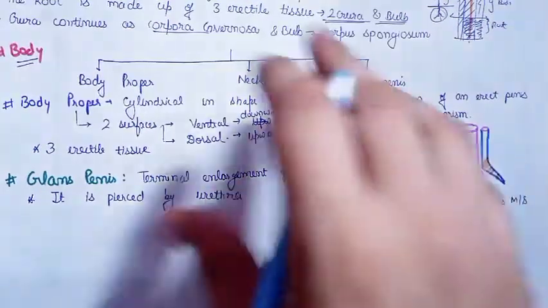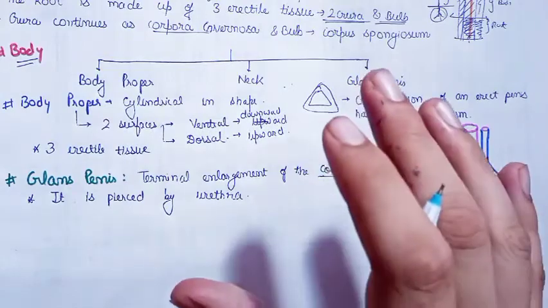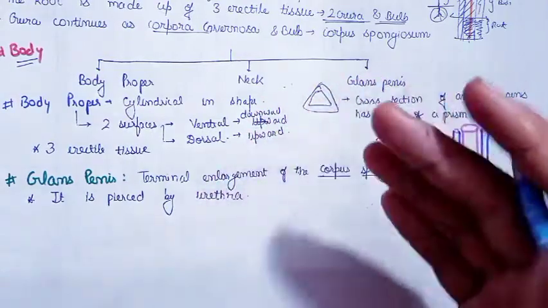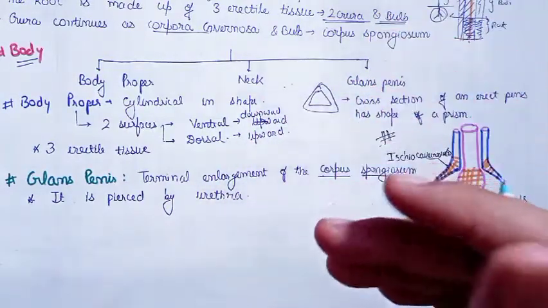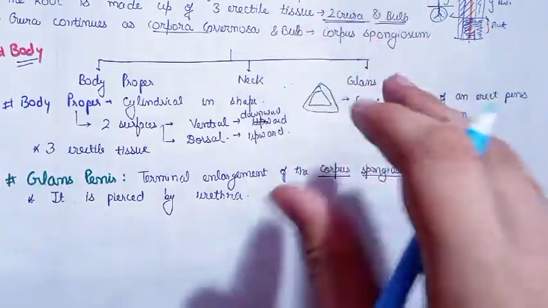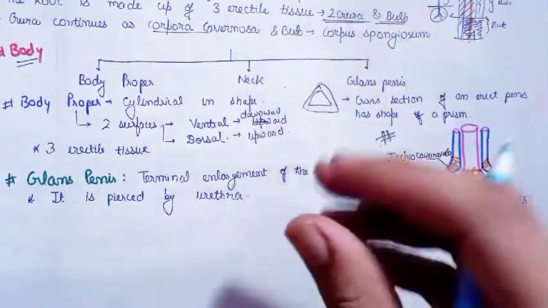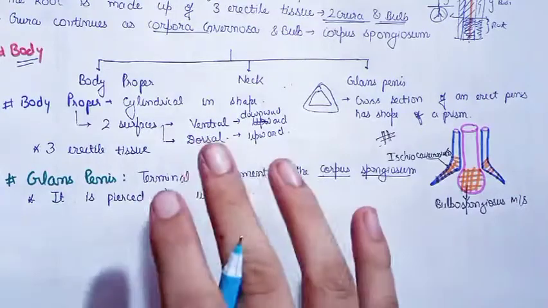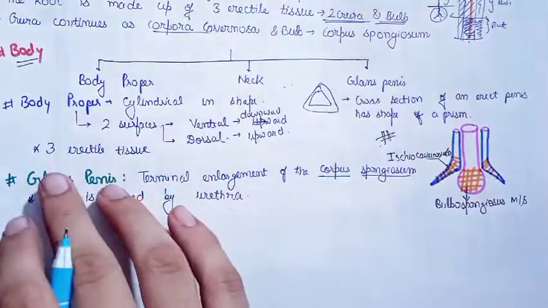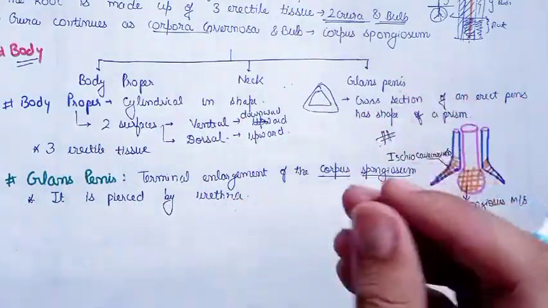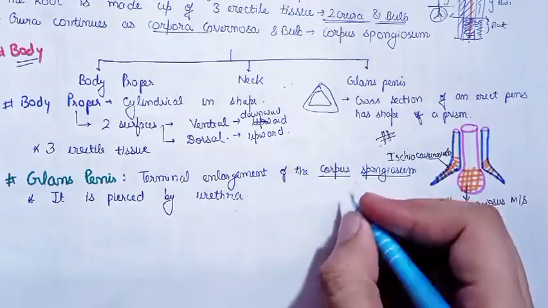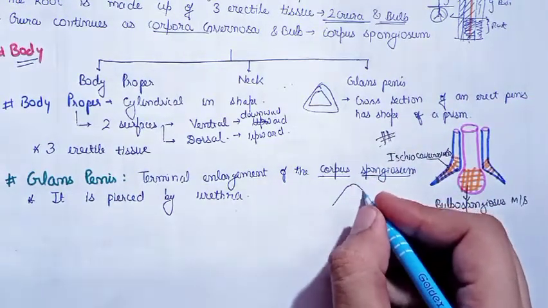And it is surrounded by certain coverings. As I told you, we'll be discussing it in a separate video, all together of each and every part of the penis, what the coverings are, that is the tunica albuginea, and what the other coverings are. But the main point to discuss now is the glans penis and its certain enlargement or particular part. So let's draw a simplified diagram.